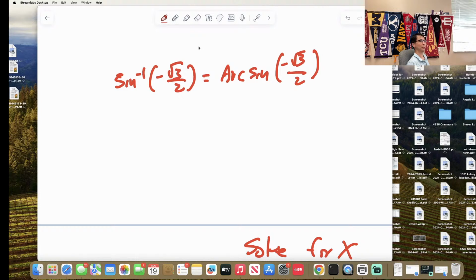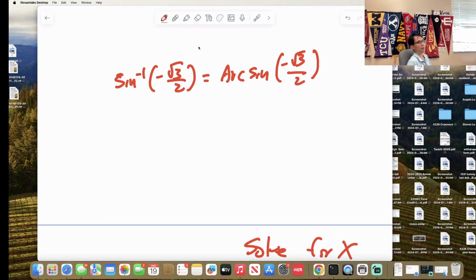Oh, everybody got a different answer. I like this. I don't know who's right, who's wrong. Fiona? Pi over 3. Benicia? 5 pi over 3. Gabby? 5 pi over 3. Kaden? 4 pi over 3 and 5 pi over 3. Surprisingly, I haven't heard the right answer yet.